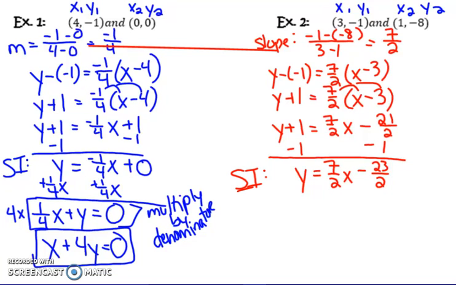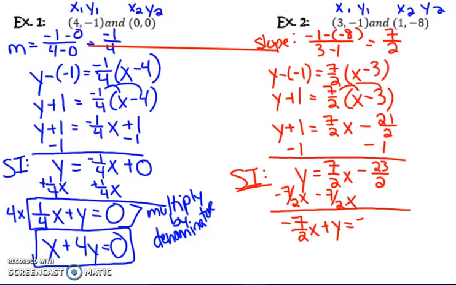Again, this is my slope-intercept form. So now I need to turn it into standard form. I'm going to bring my x to the other side by subtracting 7/2x. So I have negative 7 over 2x plus y equals negative 23 over 2.